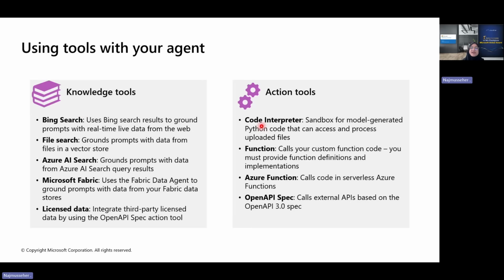Coming to action tools, we have code interpreter, function calling, Azure Functions, and the OpenAPI spec, which allow your agents to do things. Code interpreter runs your Python in a sandbox. Function calling invokes your custom logic. Azure Functions executes serverless APIs with the help of cloud code. And OpenAPI specs call your external API.